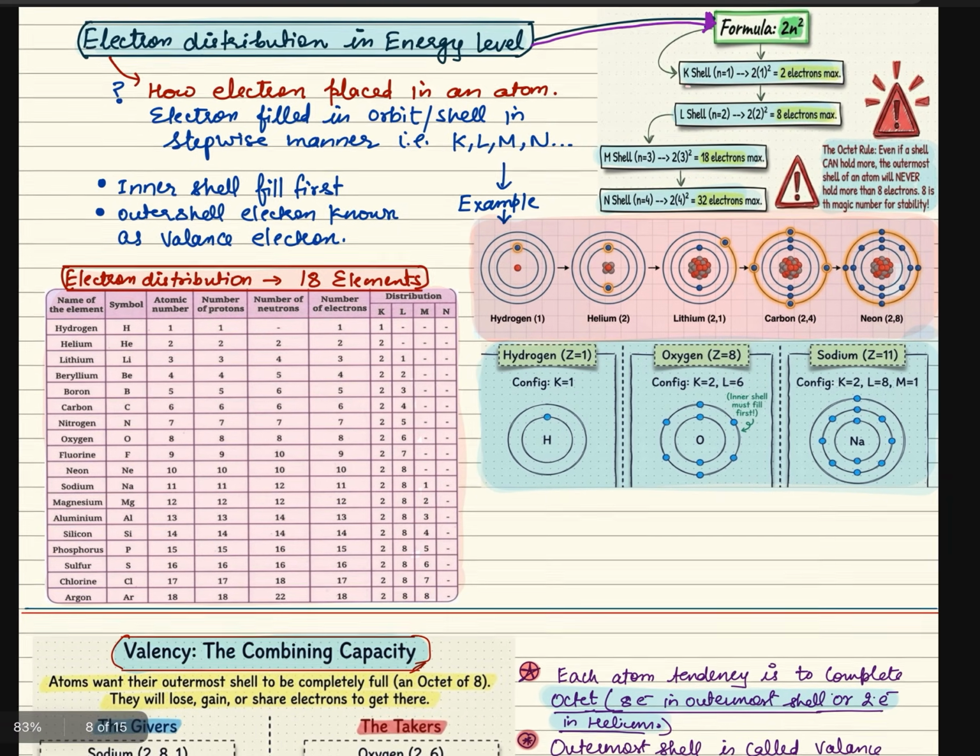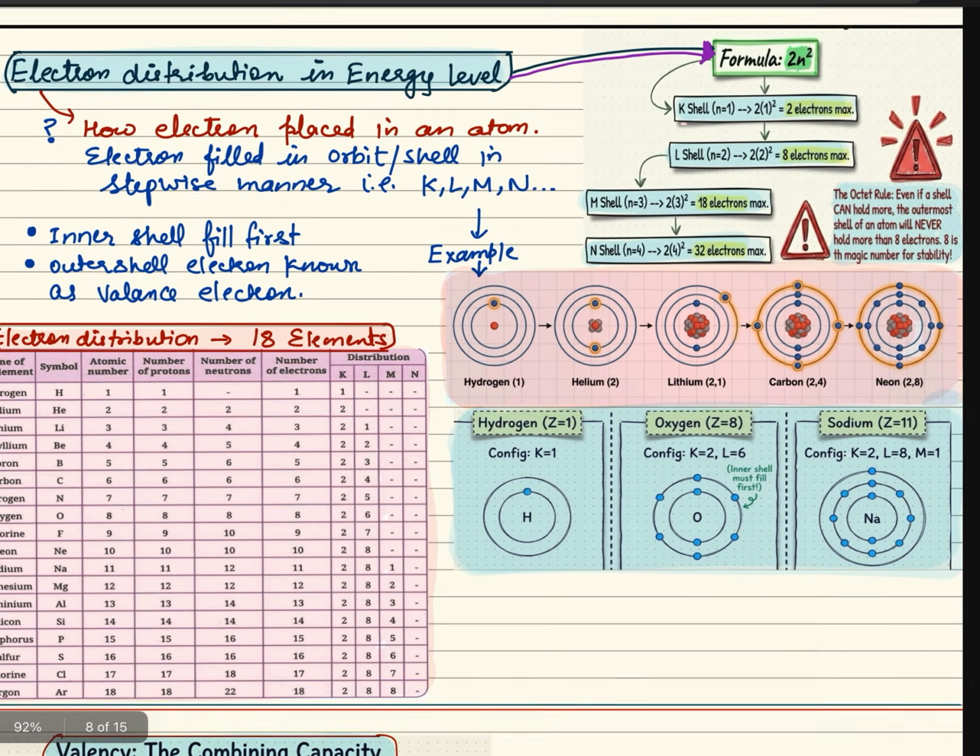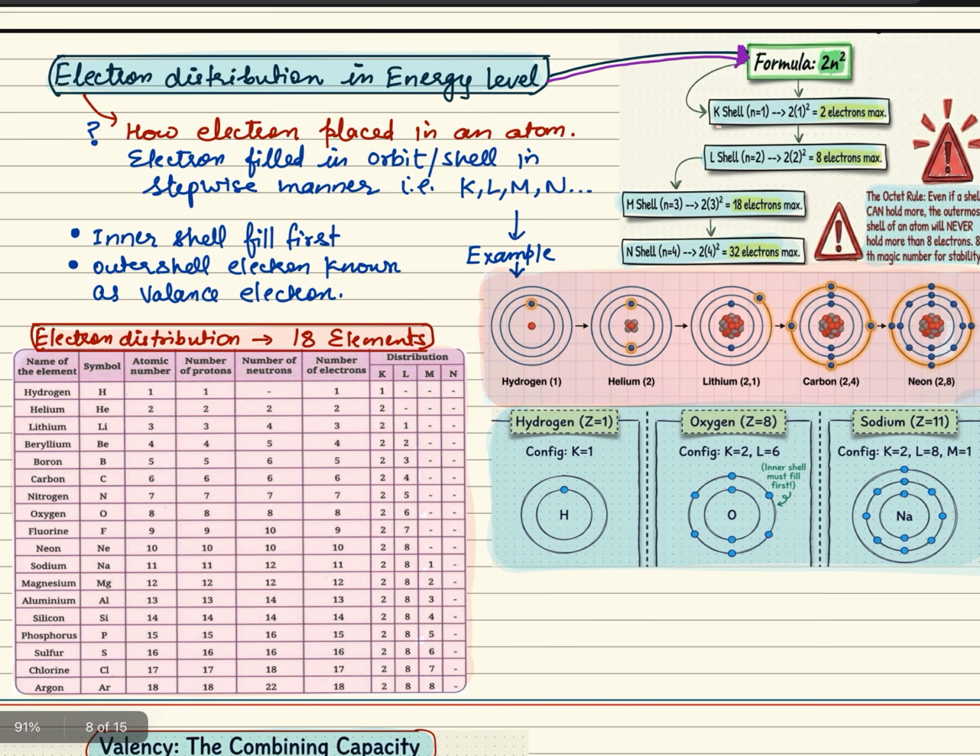Now electron distribution in energy levels: how the electrons are distributed in an atom. As I told you, electrons are distributed in the shells. But how are they distributed in the shells? K, L, M, N. In the first shell, number 1 shell, this is the formula, and it makes 2. So in the first shell only 2 electrons will come. In the second shell 8 electrons will come. In the third shell 18 electrons will come. We put 1, 2, 3 in place of n, and this is how we can calculate the maximum number of electrons in shells.